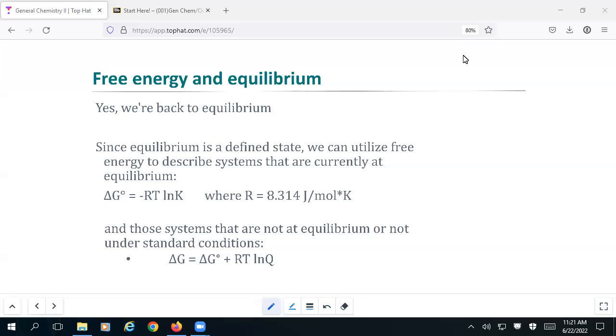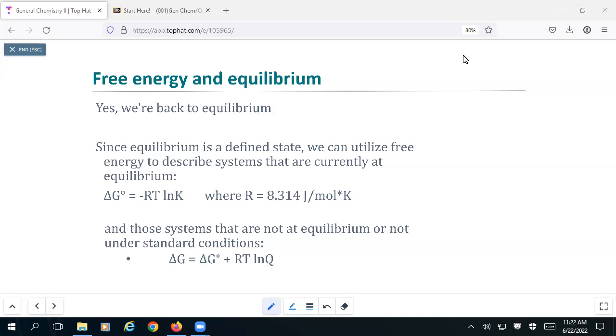Just the relationship that if we have a defined state of equilibrium where we have a known K value, we can determine the free energy of that state based upon the value of the equilibrium constant. And that is that delta G is equal to negative R, R being the thermodynamic gas constant, 8.314 joules per mole Kelvin, multiplied by the temperature in Kelvin, multiplied by the natural log of the equilibrium constant K, and that would give us our delta G value.